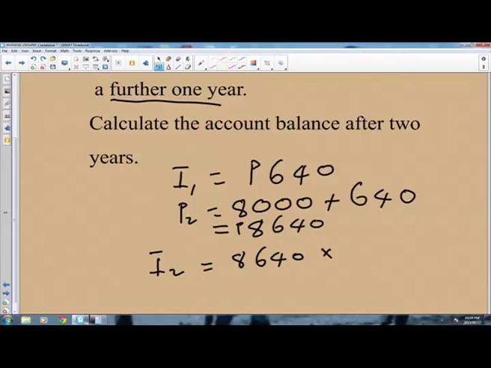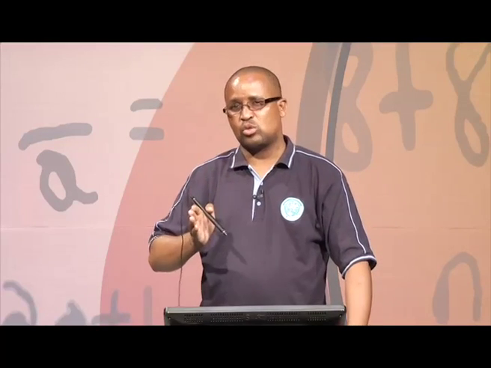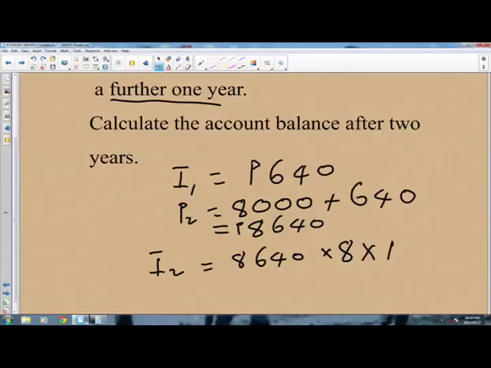So the interest is 8,640 times the rate of interest, which is 8%, times 1 year, not 2, because the first year we found that the interest is 640. So we are calculating the interest for the second year. You must be very careful here. You don't take the time to be 2. It's still 1, because this has been demarcated into 1 year, and then the second year is also 1 year. So it's the first and then the second. So the time is still 1 divided by 100.